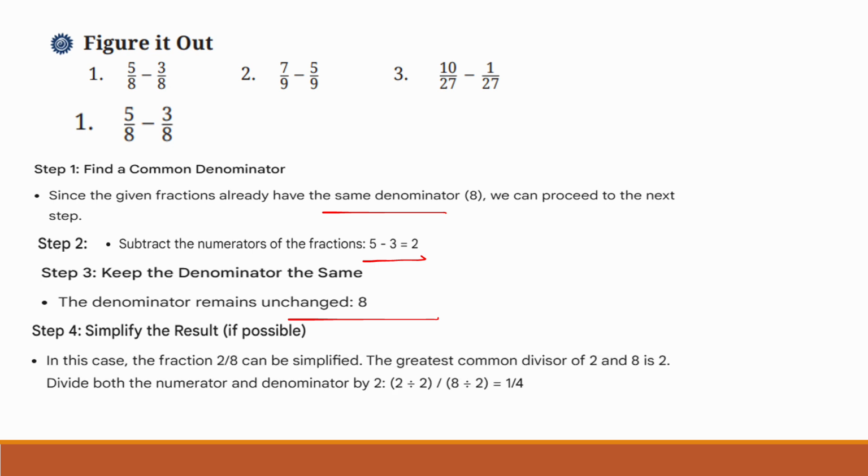Then we can simplify the result. In this case, the fraction 2 by 8 can be simplified. The greatest common divisor of 2 and 8 is 2. Divide both the numerator and denominator by 2. That is 2 by 8, divide both numerator and denominator by 2. 2 by 2 is 1. What is 8 by 2? 4. So the simplified fraction is 1 by 4.